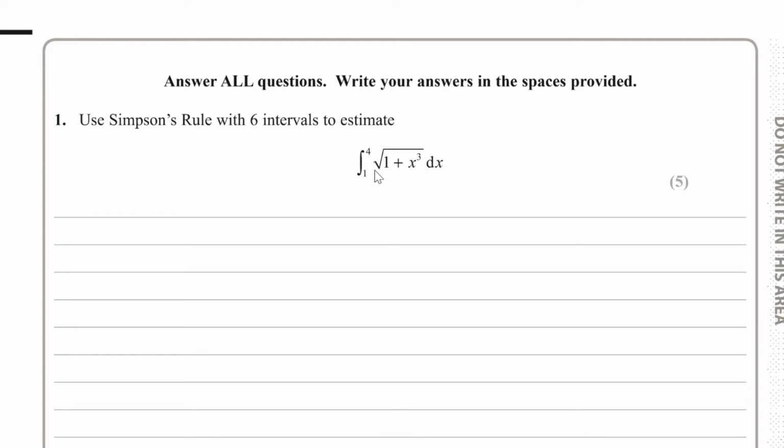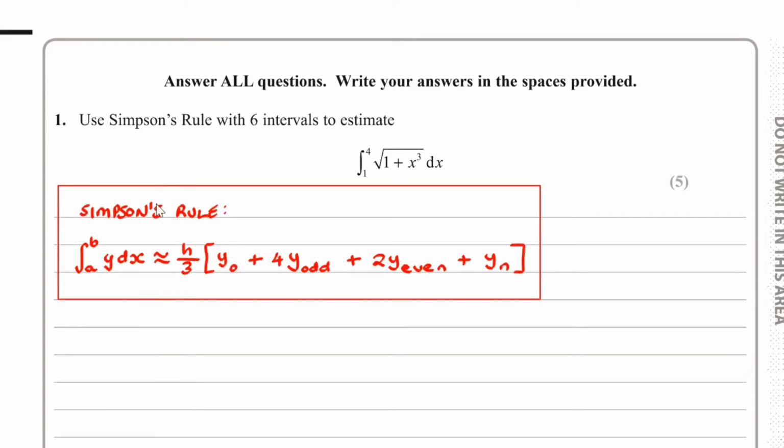And at this point, I think it would be a good idea to write down the formula for Simpson's rule. So we have our Simpson's rule formula. The integral of y with respect to x from a to b is approximately equal to h over 3 lots of the first y value plus 4 lots of the odd y values plus 2 lots of the even y values plus yn. And when we come to work out this problem, you'll see what I mean when I say y odd and y even. But first, let's work out what h is.